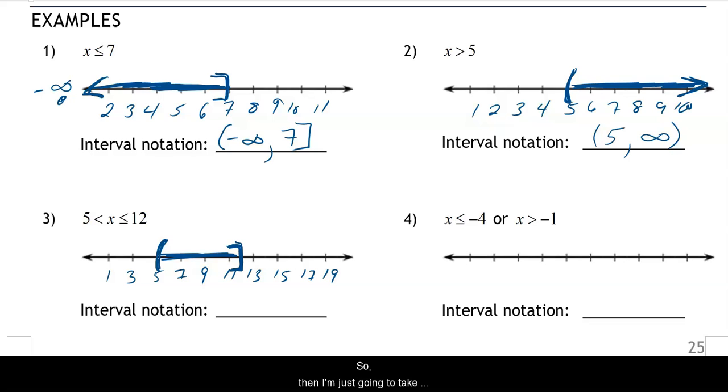So then I'm just going to take this straight off of my number line to help me with my interval. So parenthesis 5, comma, 12, and a closed bracket.